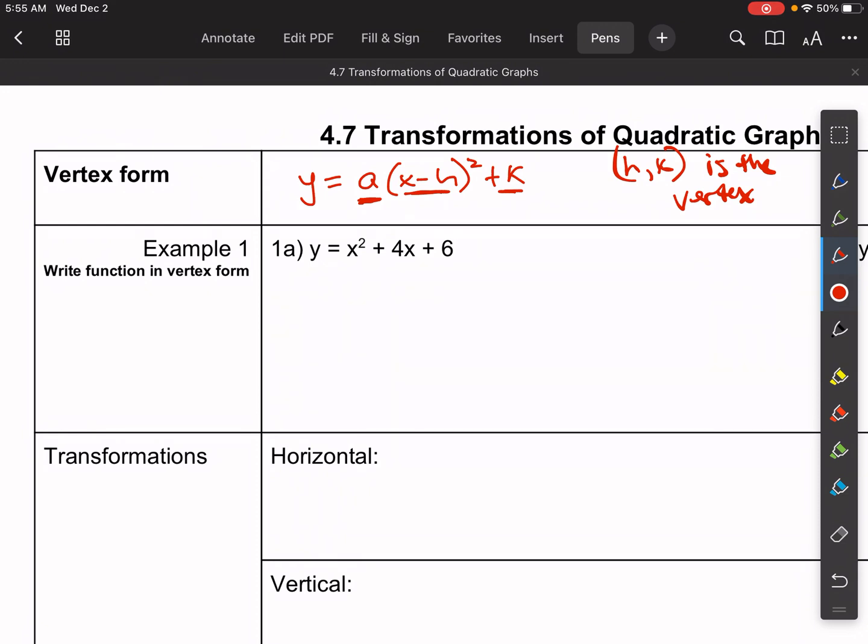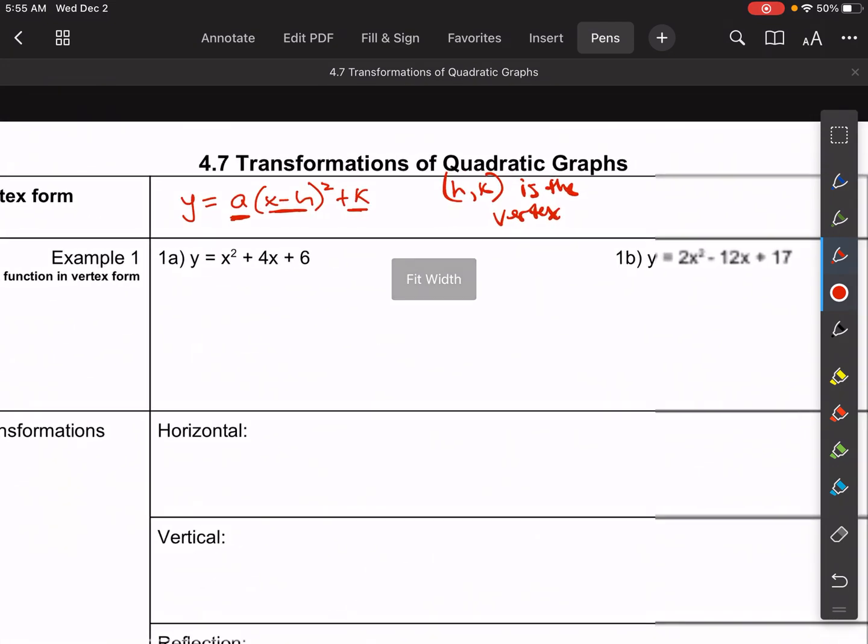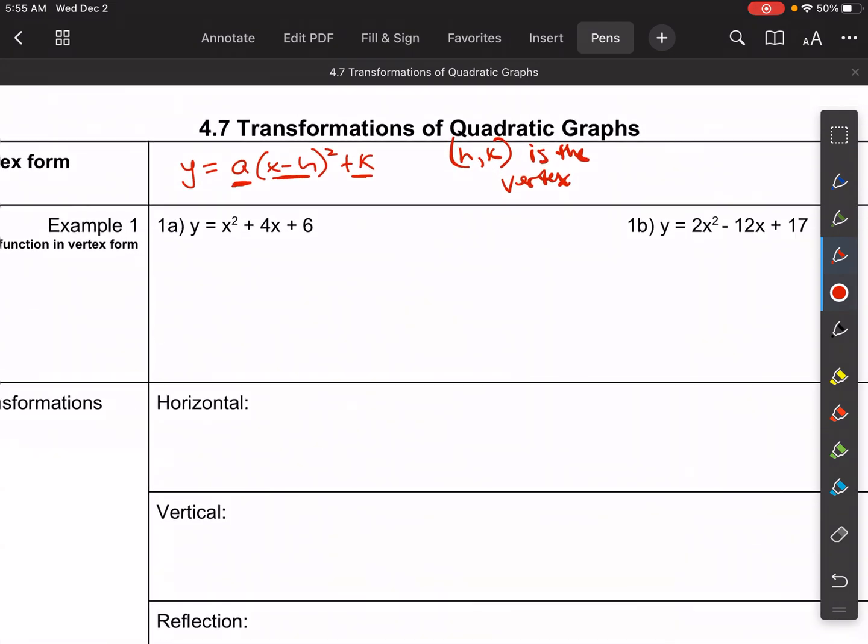All right, so example 1. Again, this will be probably some of the hardest things you do in this homework, but it's actually not too bad as long as you remember some key things from last time and just a little bit of new from this time. So for 1a, they say to write this function in vertex form. Okay, so you got to convert from quadratic standard form to quadratic vertex form. All right, so we're going to go to vertex form.